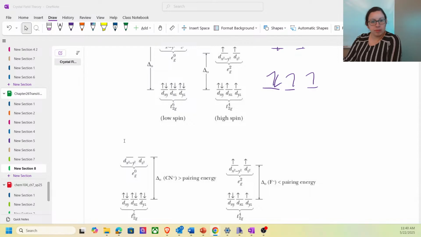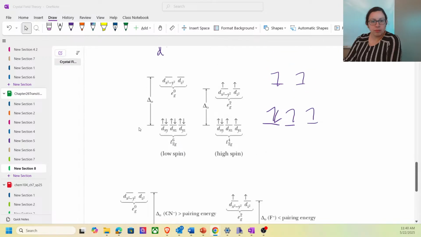What's the relationship between the orbital occupancy and delta O, or octahedral splitting? So we're trying to figure out, if it's a large octahedral splitting, then it's going to tend to be low spin, versus if it's a small octahedral splitting energy, it's going to tend to be high spin. So spin is characterized by the length of that, as well as the number of orbitals that are occupying the top.